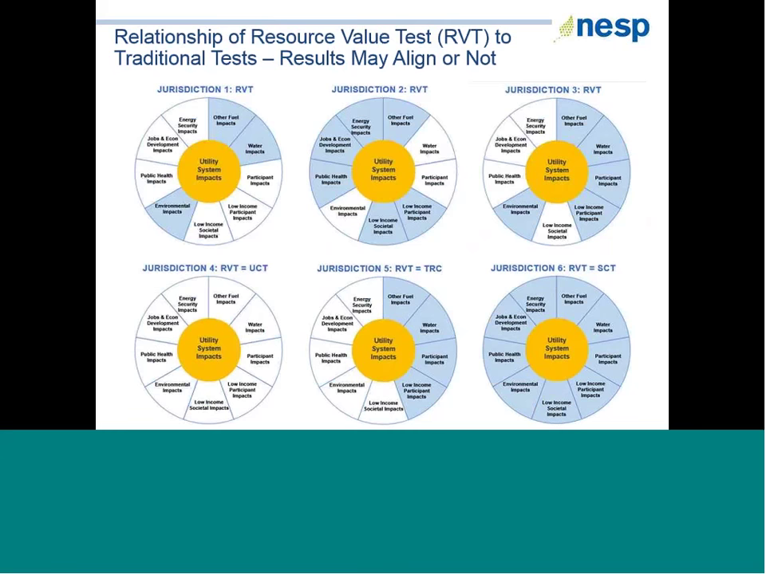The bottom 3 are the familiar, traditional tests. First of all, you'll notice they all have utility system impacts as the core, because, as I said earlier, that's the foundation for every test that should be used. For the one at the bottom left, the utility cost test, that's it. You stop there, nothing else is added. For the total resource cost test, you add other fuel impacts and water impacts. These occur to participants. Participant impacts, low-income participant impacts, that's the standard approach for the TRC test. Not universal, but standard. And then the societal cost test, you include them all: public health impacts, jobs, and so forth.